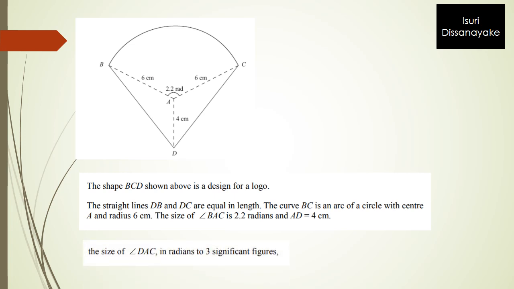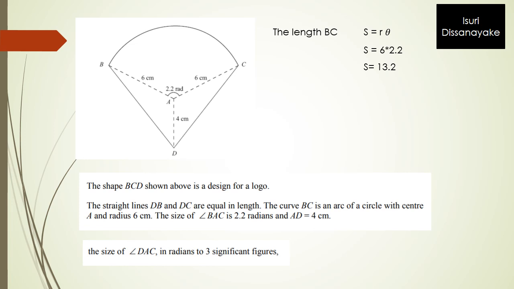You are asked to find the size of the angle DAC in terms of radians, to 3 significant figures. Before that, I am going to find the length from B to C. B to C is a curved edge. If you want to find the length of a curved edge, you have to use the formula S equals R theta. The size of the angle theta is 2.2, so 6 multiplied by 2.2 is 13.2 centimeters from B to C.